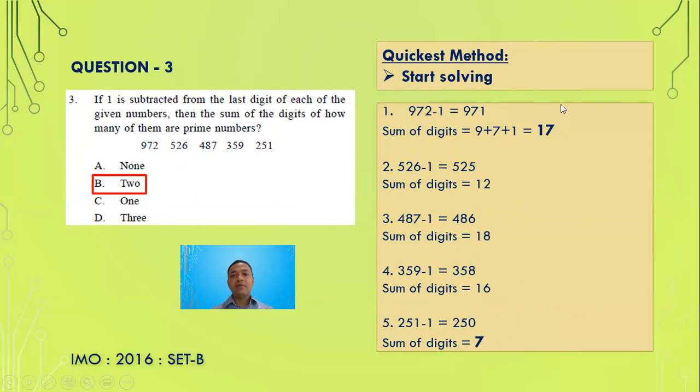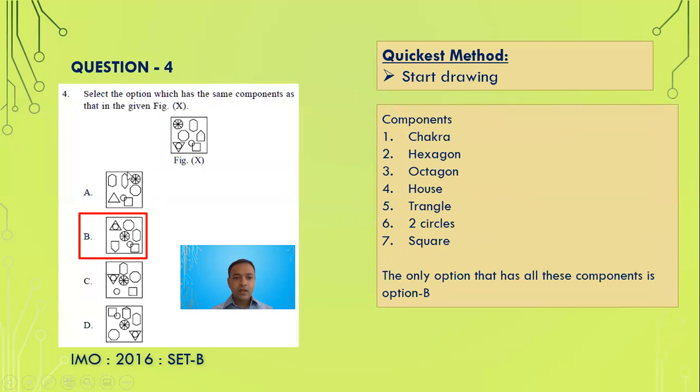So which are the prime numbers? 17 and 7. So how many prime numbers? 2 prime numbers, isn't it? 2 prime numbers. Question number 4.